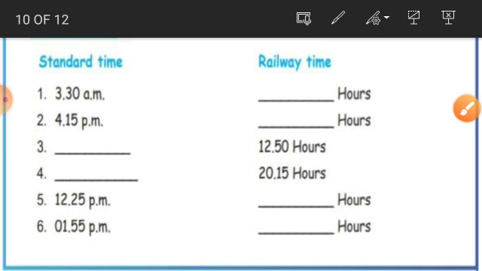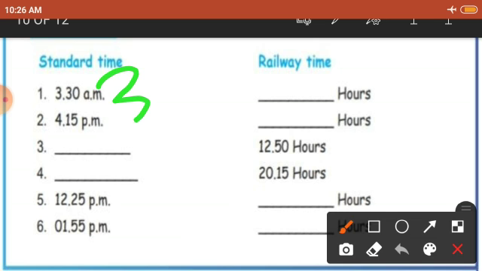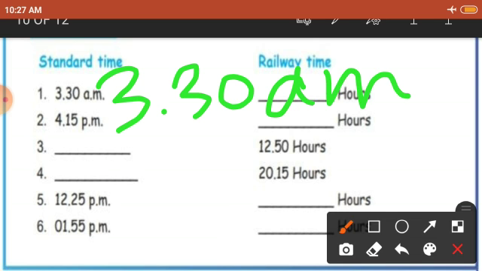Let's try some more. The standard time is 3:30 a.m. So, 3:30 a.m. So, you change this as what? Railway time. How to change this? Step 1, you have to remove a.m.